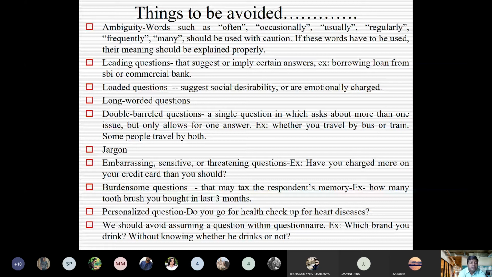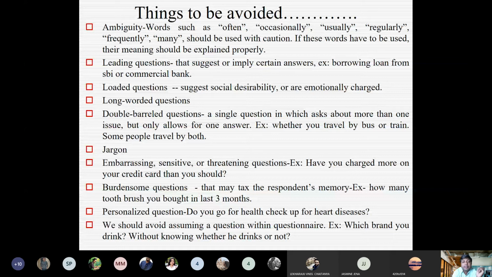Okay. Then loaded question, social desirability, emotionally charged. I should not ask the question which is emotionally attached to somebody. That kind of question I should avoid. Then long worded question: my question should not be very long, lengthy, and the words should not be very complex. Then double barrel question, a single question in which we ask about more than one issue, it should be avoided, but it only allows for one answer.